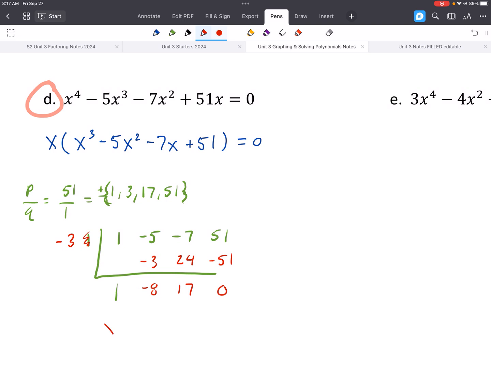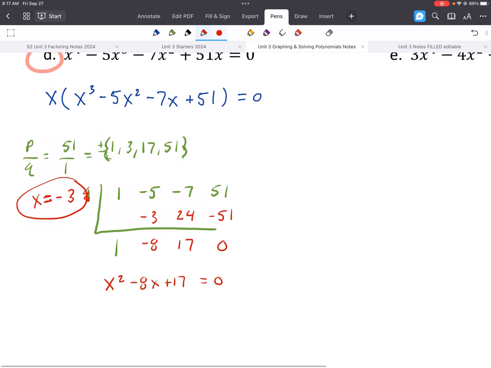Okay, so now we have a quadratic. We've got x squared minus 8x plus 17 is equal to 0. So I'm going to write this here so I don't forget. So one of our solutions is x equals -3. Okay, so now let's try factoring.